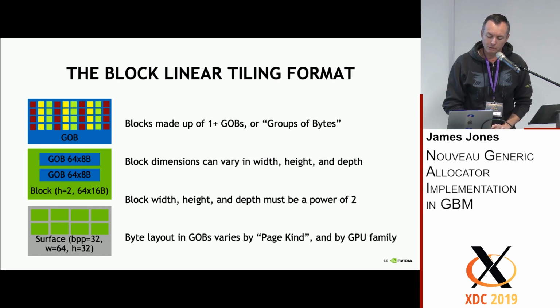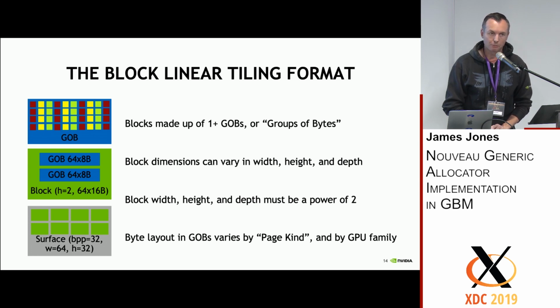And blocks can vary in dimensions. In the general case, they can vary by width, height, and depth. So they can have some number of gobs wide, some number of gobs high, and if you have a 3D texture, they can be some number of gobs deep as well. The only limitation there is that the block width, height, and depth must be a power of 2. And that lets us represent them as their logarithmic equivalent. And as I said, the layout of the bytes and bits within the gob is very implementation dependent.